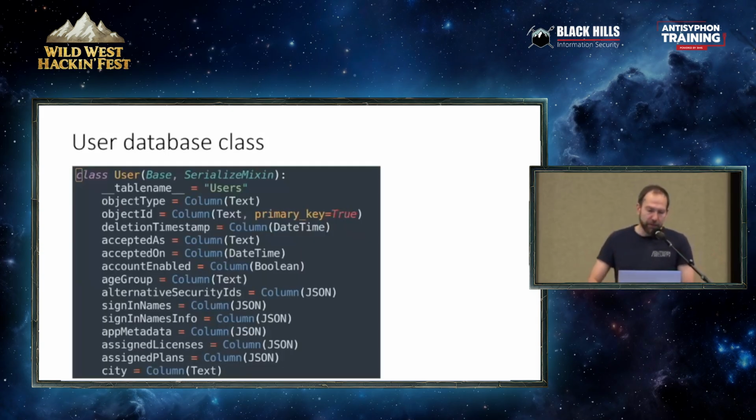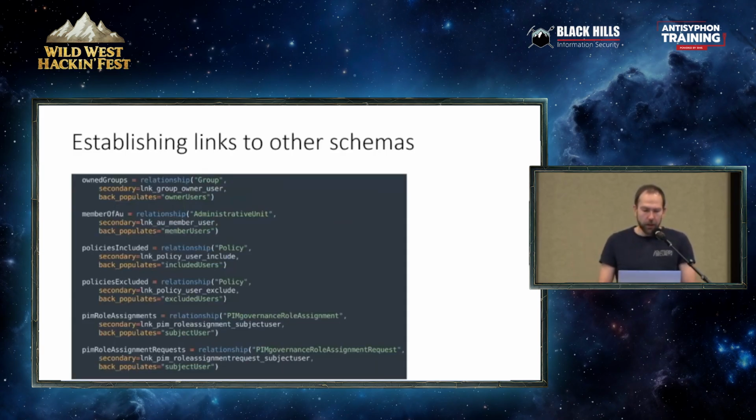So in the database, we have our user class, and we see all the properties, but we also see the relationships. That's basically the links between the different API schemas as well. For a user, I can query which policies they have, which PIM roles they have assigned, which PIM roles they requested, and which administrative units they're a member of. So this is actually creating more of a graph than the actual Microsoft Graph, which makes it quite easy to query this data, at least from a tool point of view.